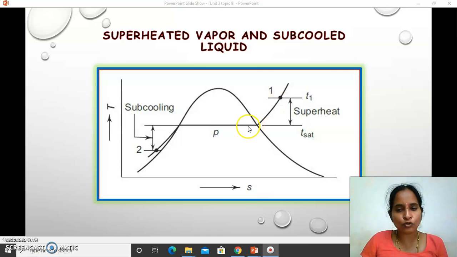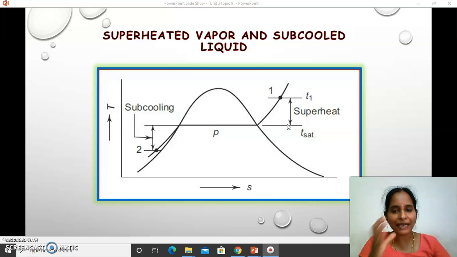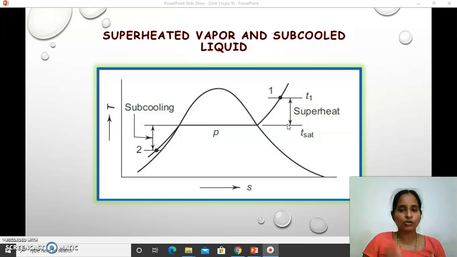That is the degree of superheat. What is this? The temperature difference between this T1 and T saturation. The temperature is above the saturation temperature. If the point is T1, then T1 minus T saturation is the degree of superheat, that is, how much superheat has been given to it. Superheat, so that heat will do super things.